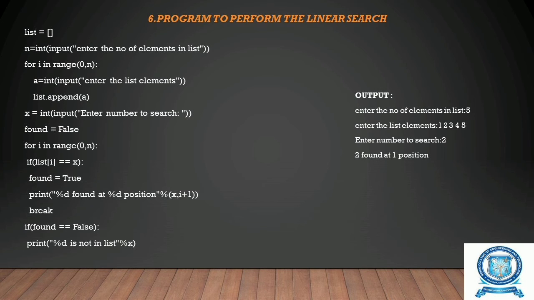Okay, then use a for loop, using the iterating variable i, we are getting one by one numbers to the list here. Okay, so range of 0 comma n, that is from 0 the index to n value, that is the limit we are given for the number of elements in the list. Okay. So, a is equal to int of input of enter the list element. So, we are going to enter one by one all the list elements.